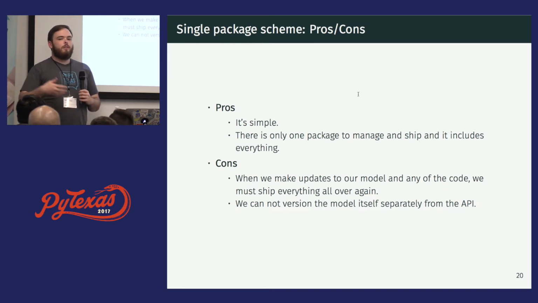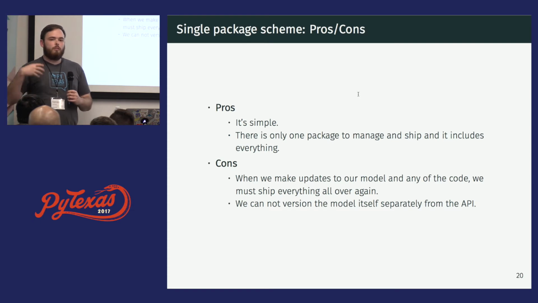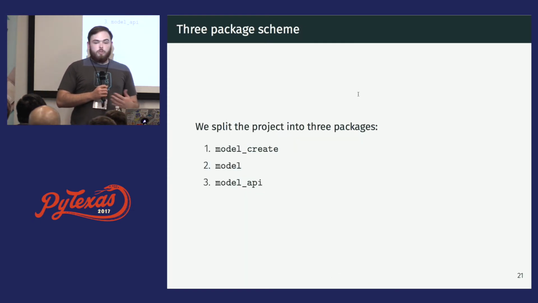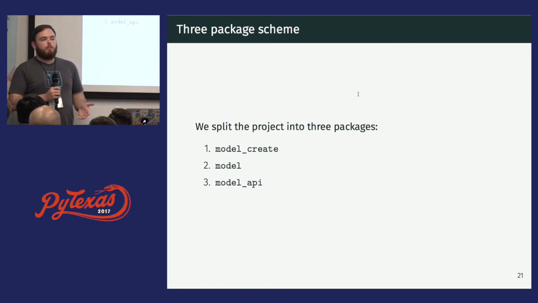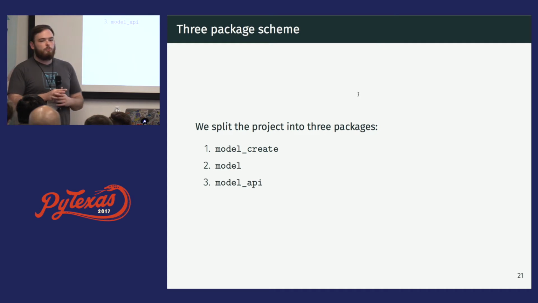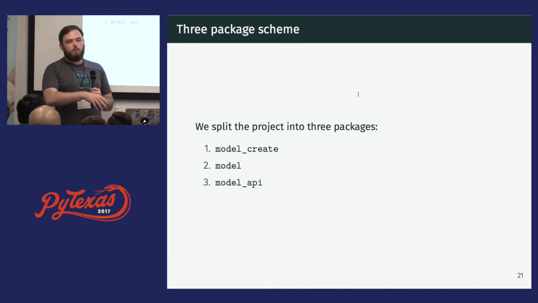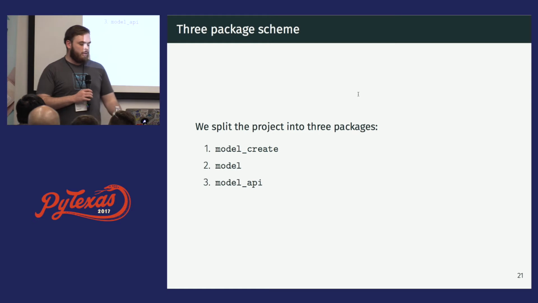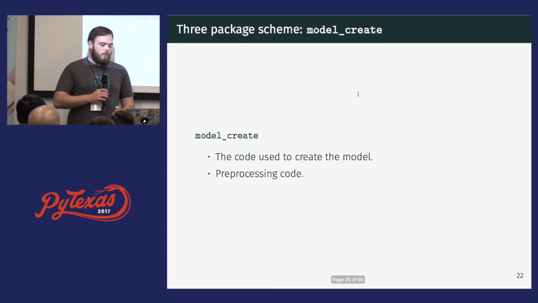Under this scheme, you're going to have to do all that under one version and distribute it all together. So a solution to that is to split it up. A simple approach would be to split out the code that you use to fit the model into one package, the model into one package, and the API to actually make use of the model in one package.